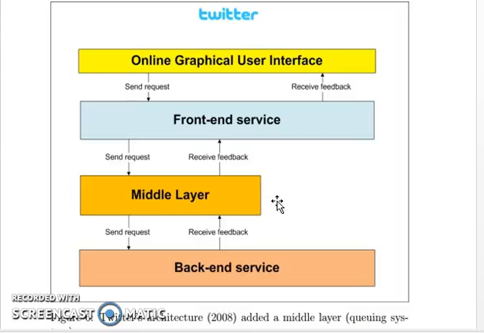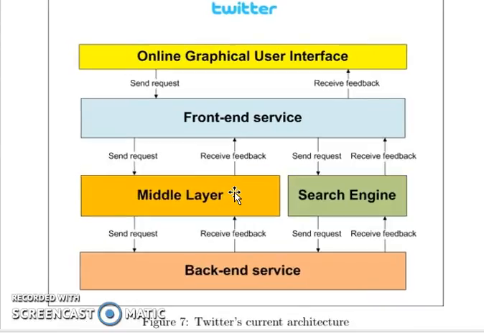Basically, this middle layer was also written in Ruby on Rails, and it provides a queuing system in which the tweets could be saved before they were written to the backend. It means when you write a tweet and send it, before moving to the backend service database, MySQL, it is added to the queue of the middle layer, which is written in Ruby on Rails. This was the new thing they implemented in 2008.